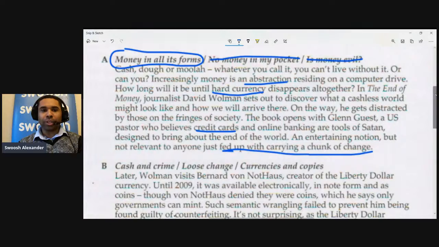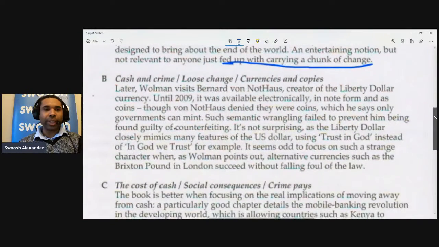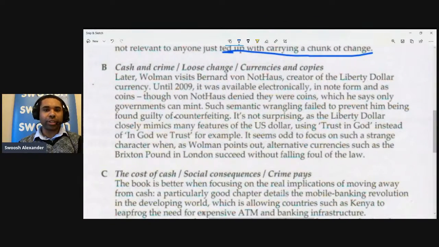Good. So let's have a look then at B. So cash and crime, loose change, currencies, and copies. These are the three options that we've got. So later, woman visits Bernard. Create of the Liberty dollar currency. So it's talking about counterfeiting here. So talking about the Liberty dollar and mimicking the US dollar.